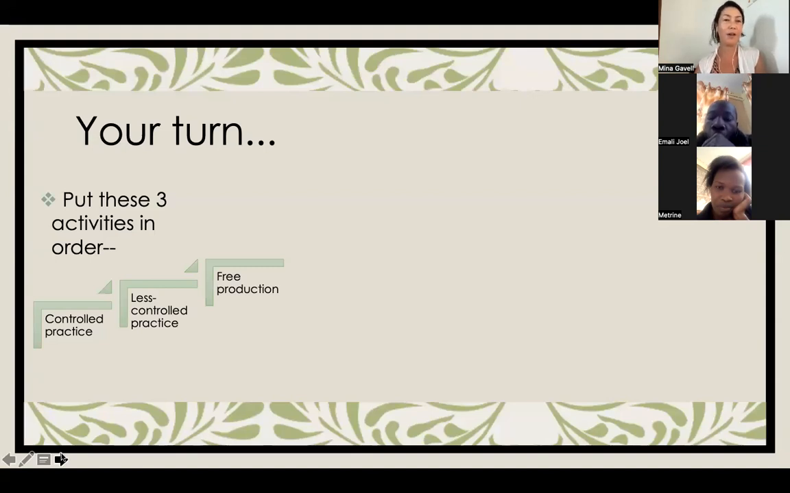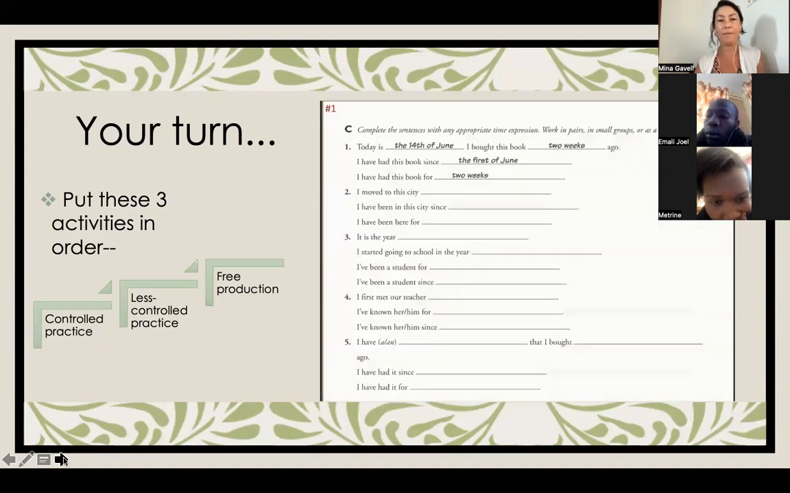Okay, your turn. I have 3 activities. One is a controlled practice, one is a less controlled practice, and one is a free production. And you will decide which order they go in. The images are in the WhatsApp, but I'll show you them first.